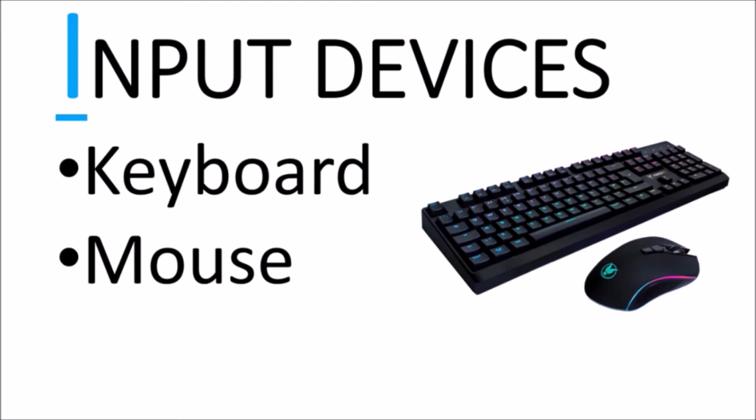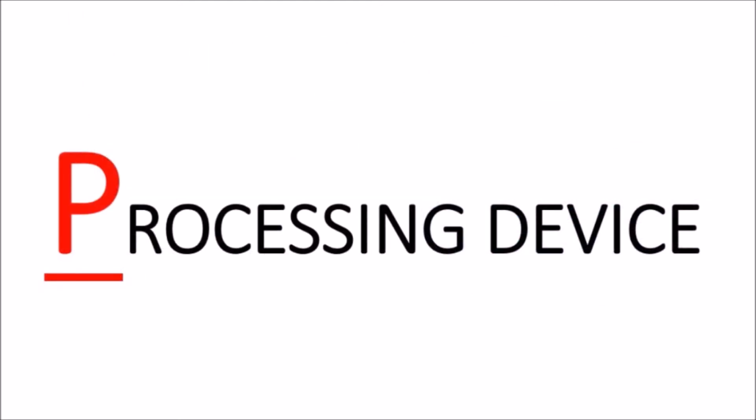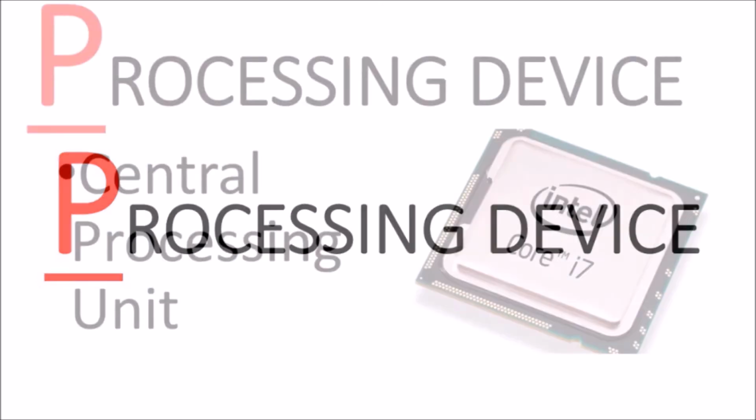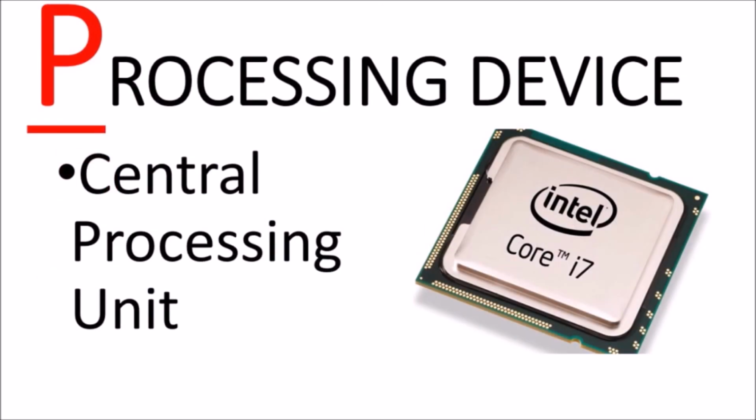Okay, next. We have the processing device. Can you identify it? Very good. The answer is the central processing unit, which is the heart and brain of your computer system.